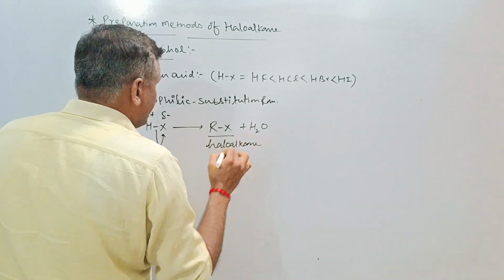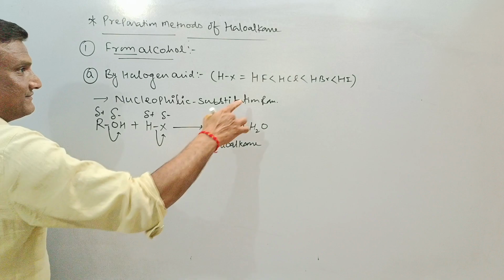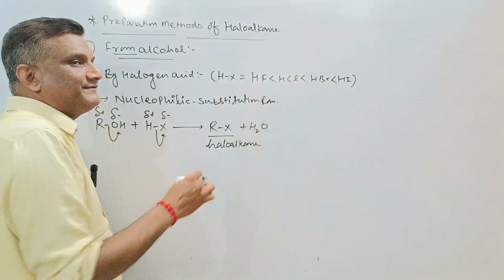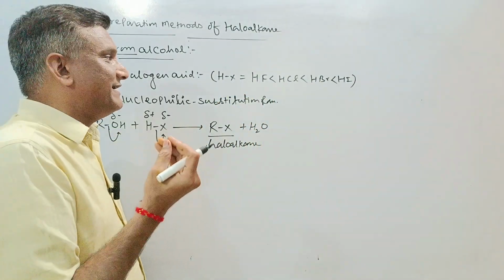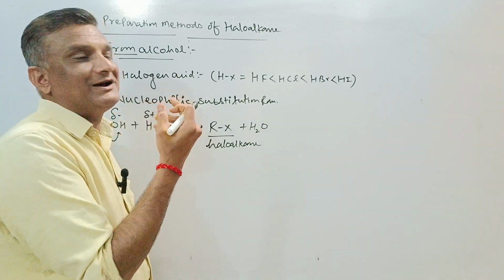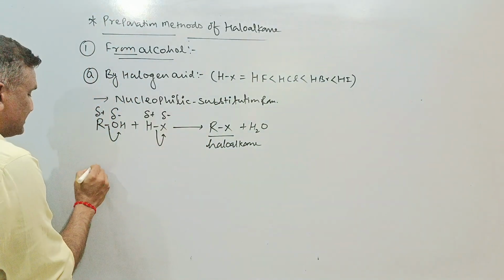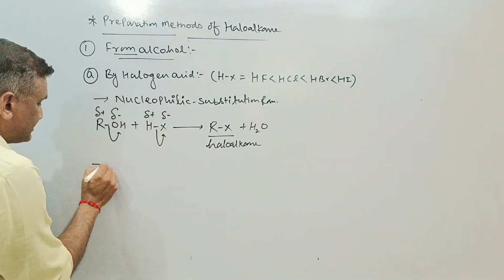Further, as HX we'll take HCl, because in HF, F is more electronegative, so the reactivity may be too fast. So first of all we'll take HCl. For HCl, what will be the reaction? It's a very important reaction.